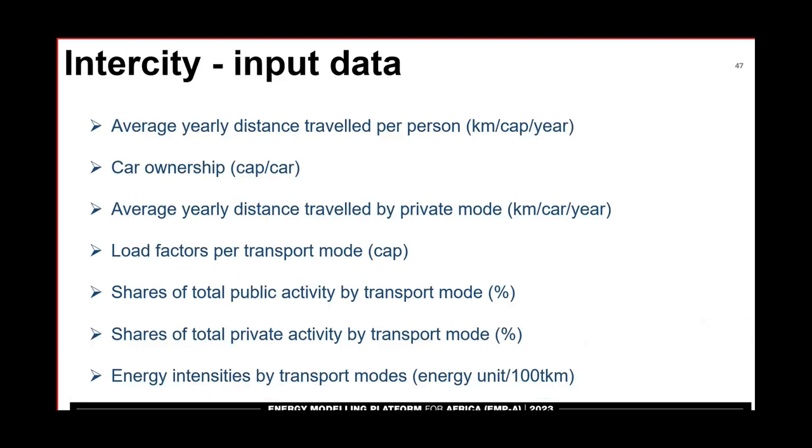for intercity passenger transportation, here we have the average distance traveled per person that we have to provide. We have the car ownership that we have to provide. We have the average yearly distance traveled per private mode that we have to provide. We have the load factor per transportation mode that we have to provide. We have the share of total public activity per transportation mode. We have the share of private transportation mode. We have finally the intensity for each transportation mode. So those are the input parameters which are needed to model properly the intensity activity.